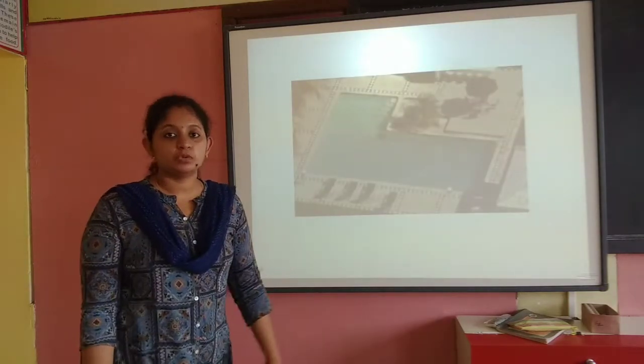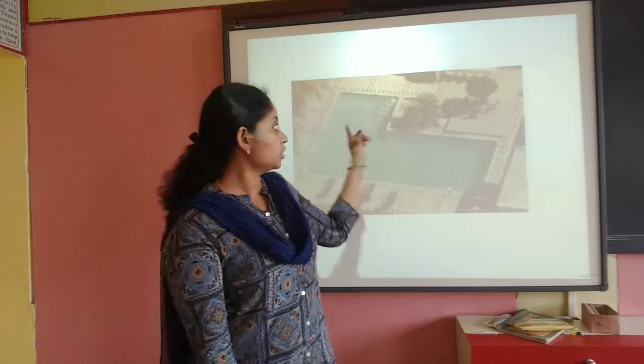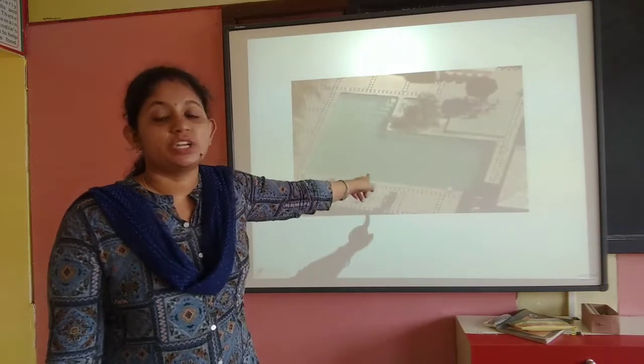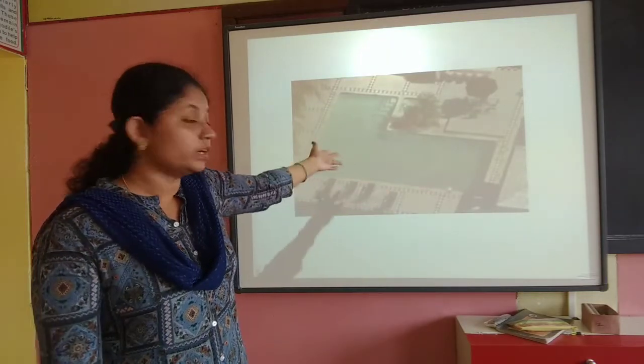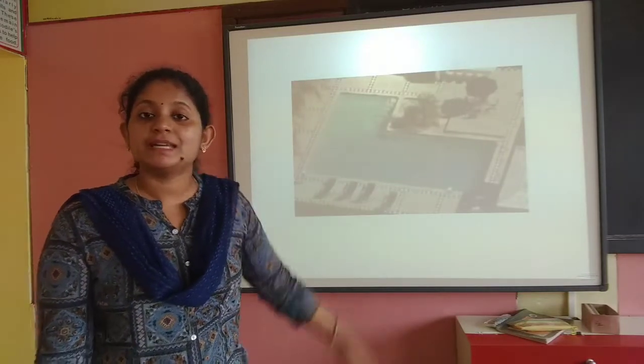You can see a swimming pool here. Can you tell me that it is a perfect shape? Can you call it a rectangle? Can you call it a triangle or any other shape you have studied till now? No, we cannot tell which shape it is, correct? What shape is this? It is nothing but an irregular shape.